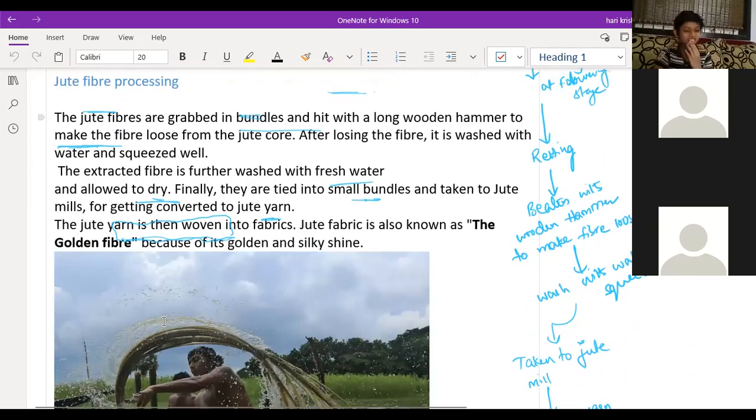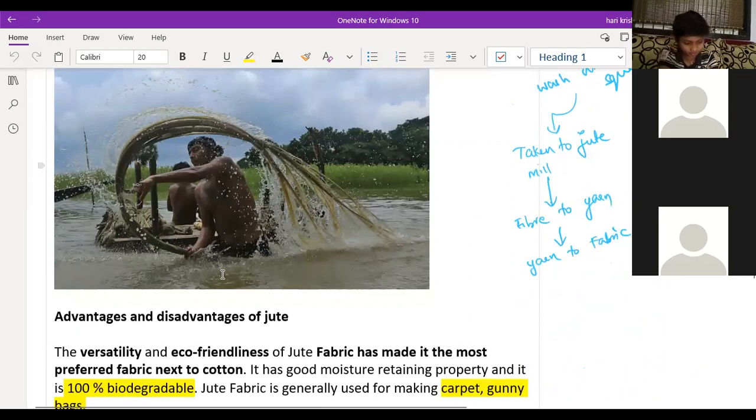So, jute fiber processing. Once they keep the bundles of jute stems in the water, after removing them, the skin, the gummy part, will be removed, and they will beat them with hammers to make the jute fiber loose. The fibers are grabbed in bundles and hit with a long wooden hammer to loosen the fiber from the jute core. After loosening, the fiber is washed with water and squeezed well. So this is what is going to happen.